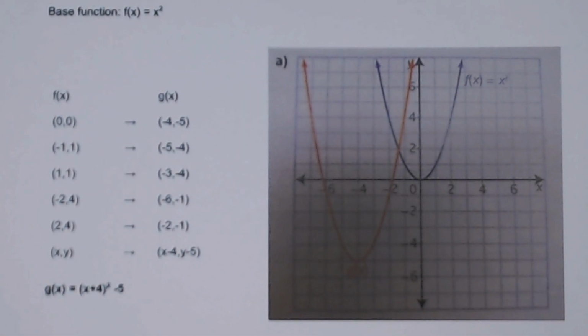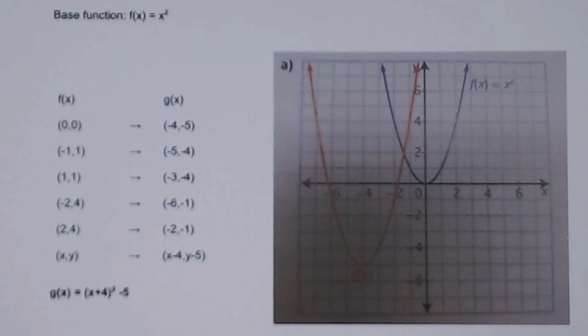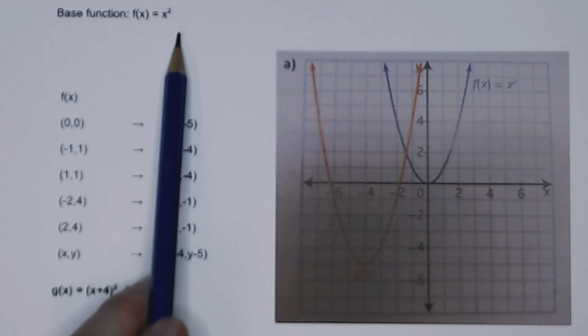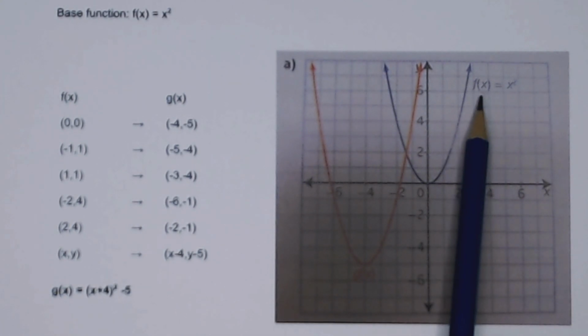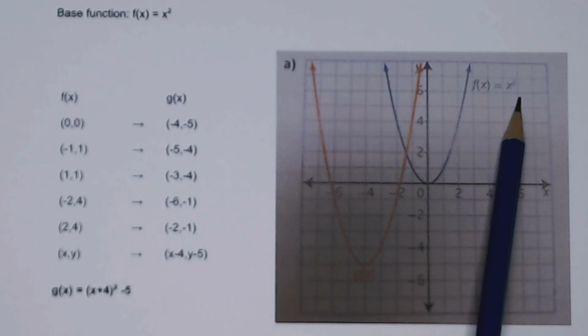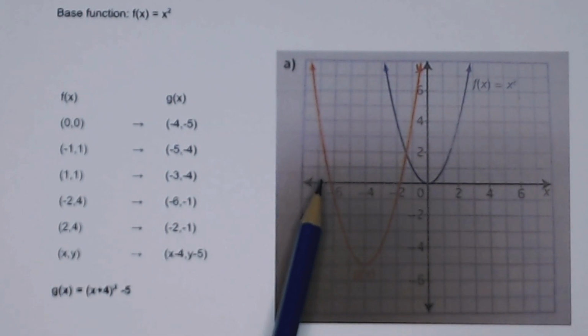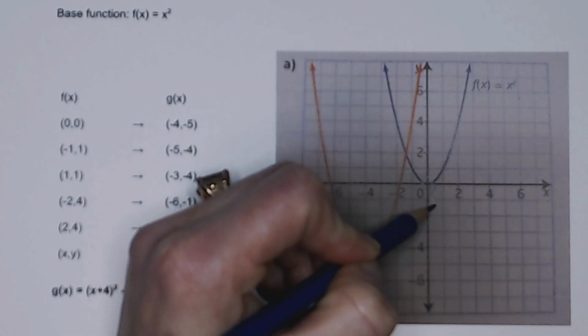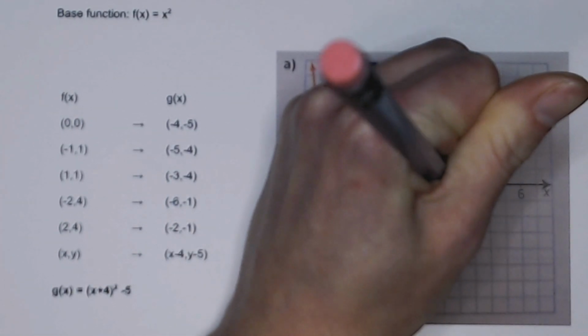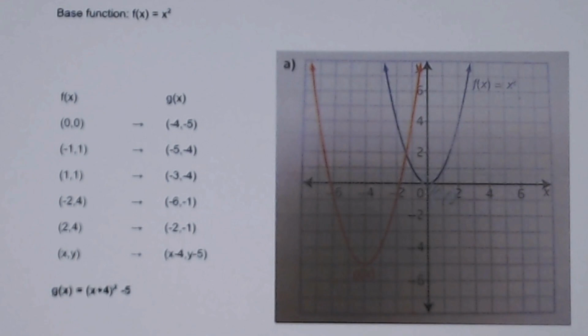This is example A. Our base function f of x is equal to x squared, right here, this blue line. You can see here the function is given, f of x is equal to x squared. This red line here is g of x. So exactly like we did in previous examples, we're going to use some reference points, image points. So here's our (0, 0), and that is going to shift over. We're going to look at how it has moved.